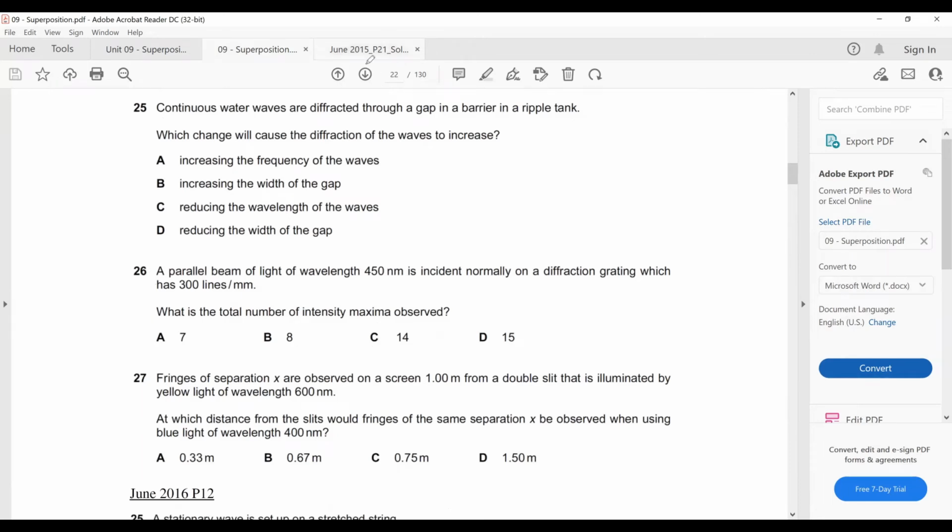Question 26. Now, you have a parallel beam of light of wavelength 450 nanometer incident normally on a diffraction grating which has 300 lines per millimeter. What is the total number of intensity maxima observed? Total number of intensity maxima observed.